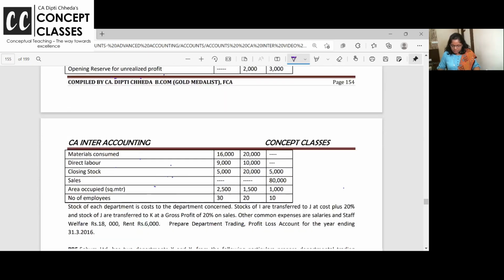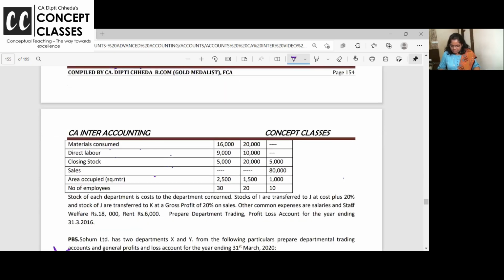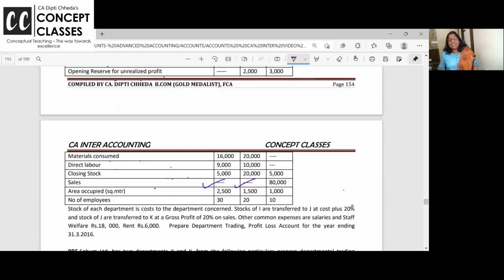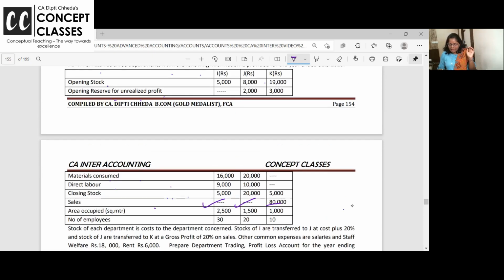Opening stock, stock reserve, material consumed, labor, closing stock, sales. Did you observe one thing? I and J are not selling. So I is transferring the goods to J. J is transferring to K and K is selling. But K is not buying or consuming any material. Means K is processing and selling everything which comes from J.